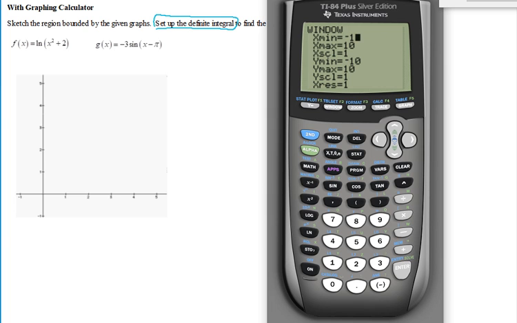So let's go to y equals first. The first one is natural log of x squared plus 2. If you go y equals, the natural log is right next to the 4 here, natural log, and then x squared, you can go here, or you can go with the caret button and then 2. And then plus 2, then close parentheses, with the down arrow.